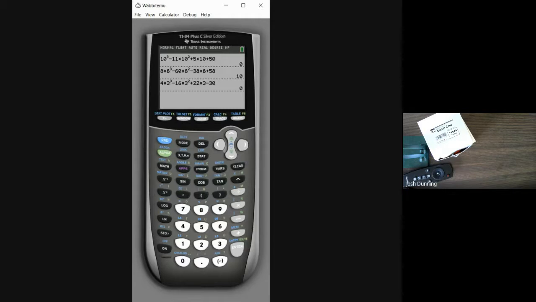Number 4, and this is what I was talking about with the negatives. Watch how I type this in. I would plug in n equals negative 6. So 2 times parentheses negative 6, close them, to the 3rd, plus 15 times.